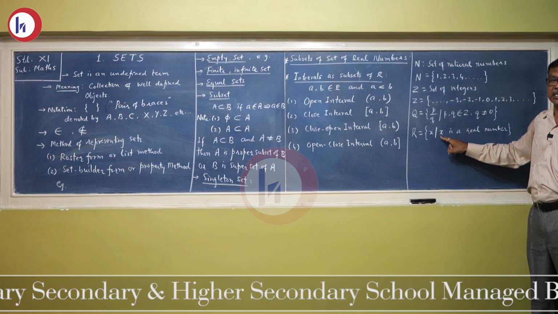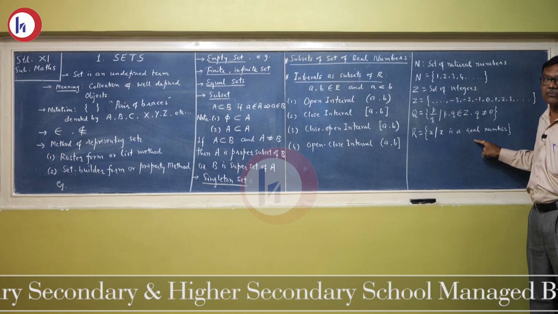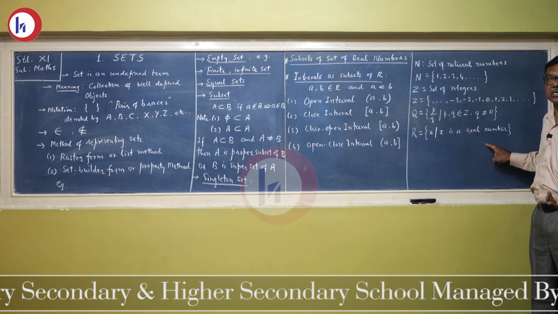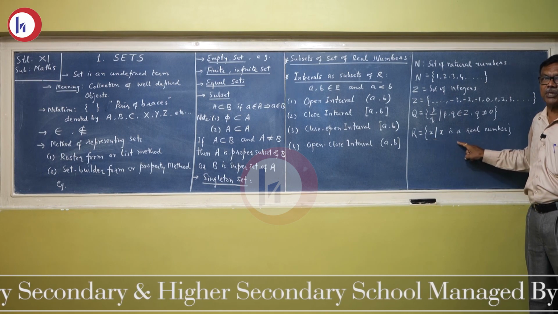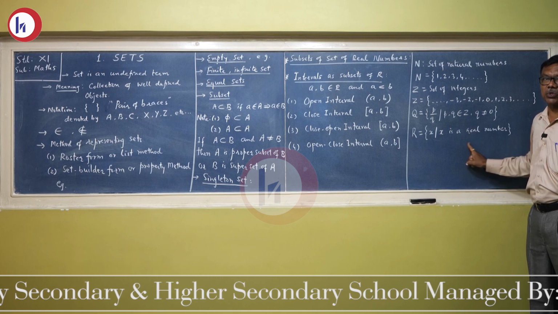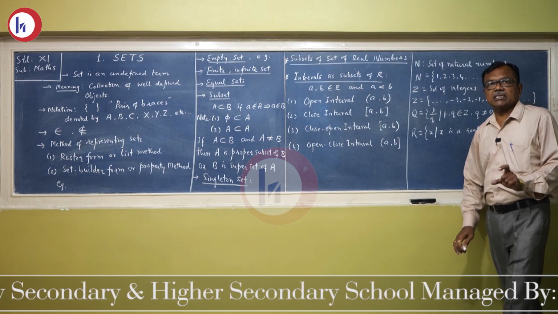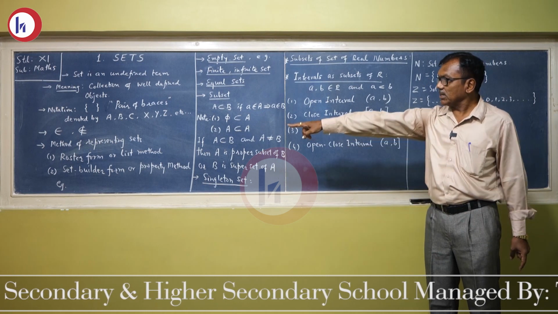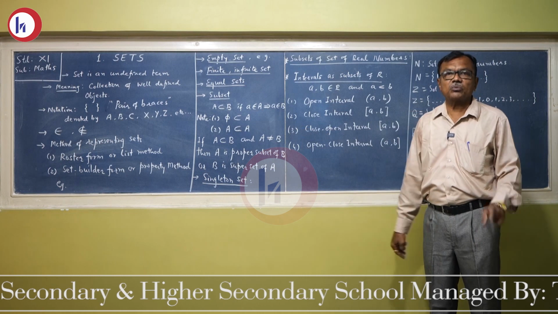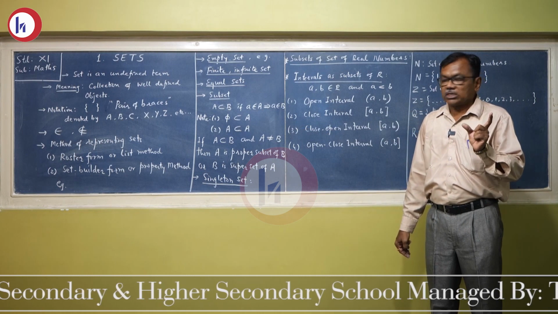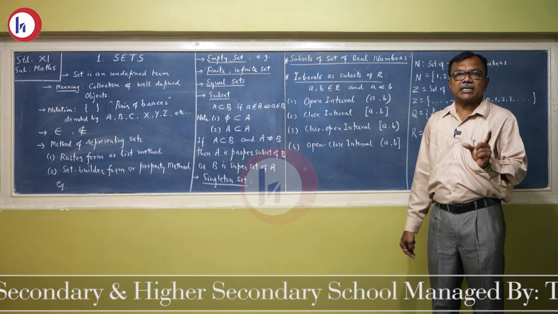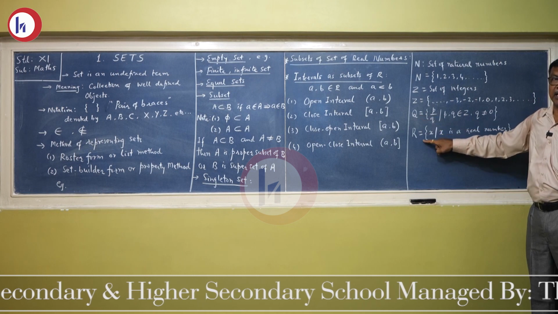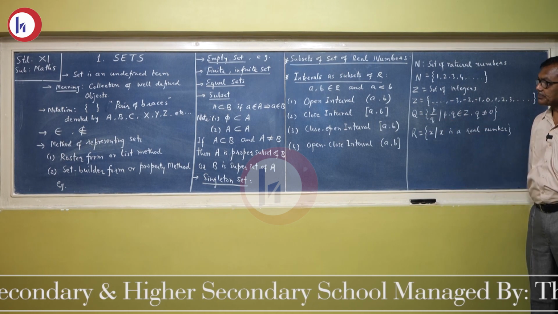Set R is the set of X, where X is a real number. This set consists of rational and irrational numbers. Here also, between any two real numbers, there are infinitely many real numbers, and therefore this set also cannot be listed or written in roster form. So it is not necessary that all sets can be represented in roster form. Sometimes it is not possible to list them out, and it is also not possible to represent them in set builder form. For example, Q and R cannot be represented in roster form.